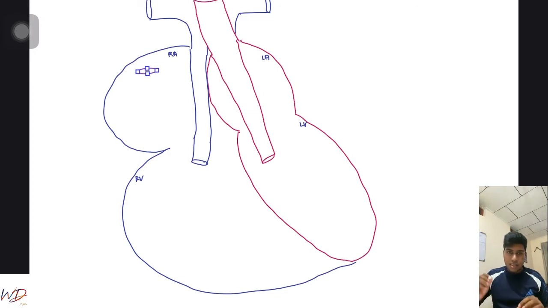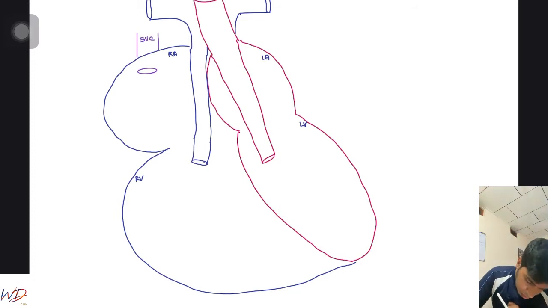We have something called the sinus venarum cavarum. That is basically the part where the vena cava drain. The vessels that drain to the right side of the heart. This is the superior vena cava. Then we have the inferior vena cava. Let me draw it here.